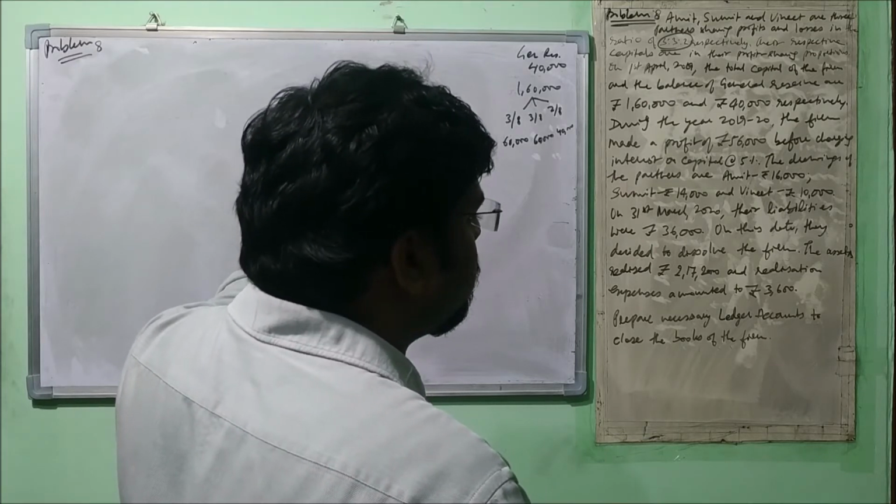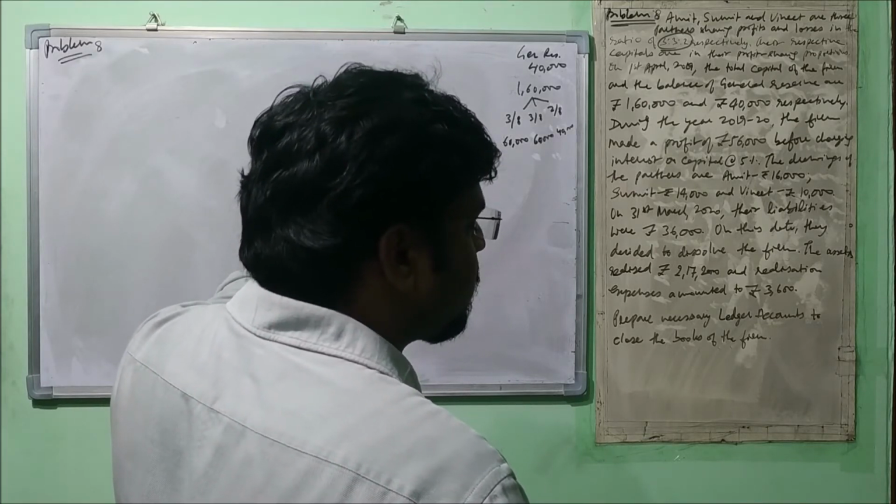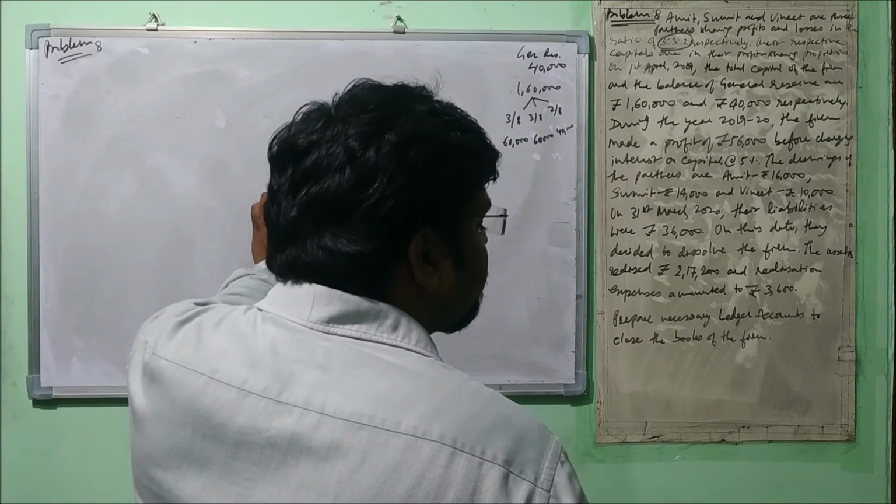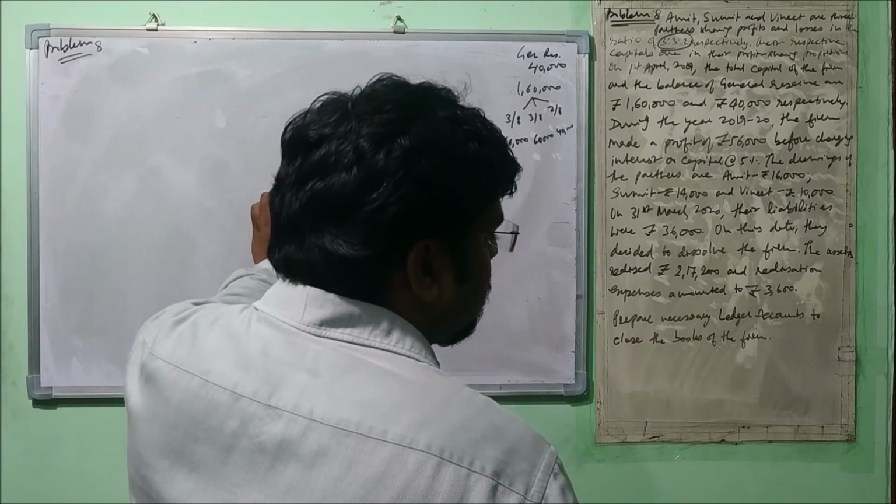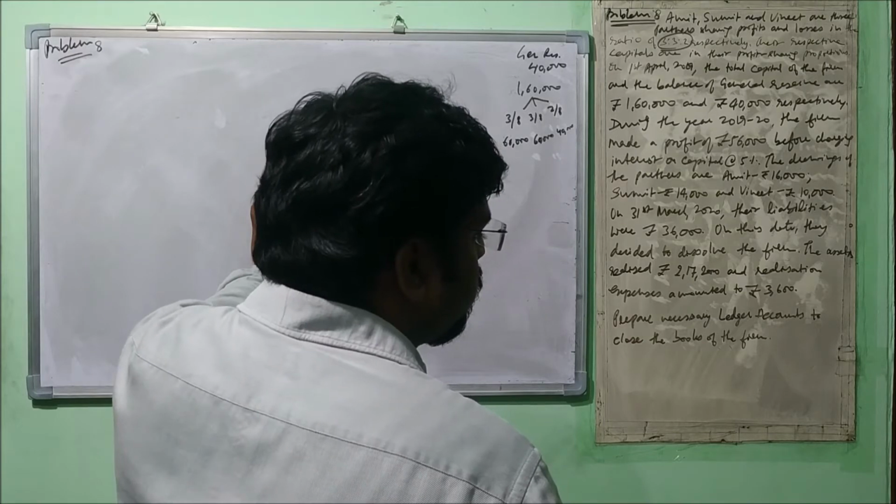On this date, they decided to dissolve the firm. The assets realized rupees 2,70,200 and realization expenses amounted to rupees 3,600. Prepare the necessary ledger accounts to close the books of the firm.